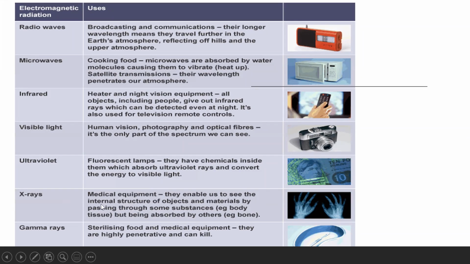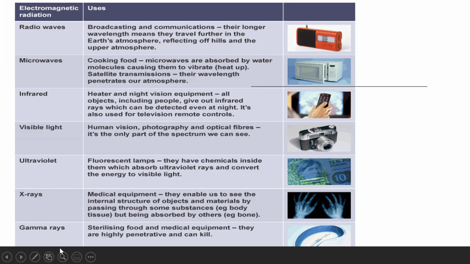They enable us to see the internal structure of objects and materials by passing through some substances like the body, but being absorbed by others, for example bone. Bones absorb the X-rays while they can pass through the human body tissues, the flesh and all.